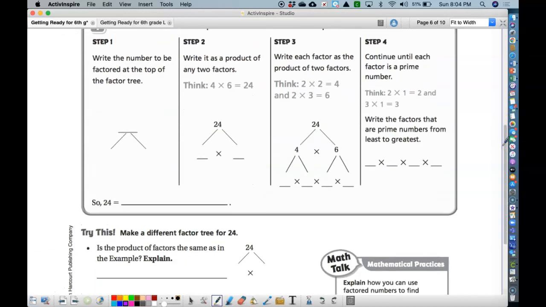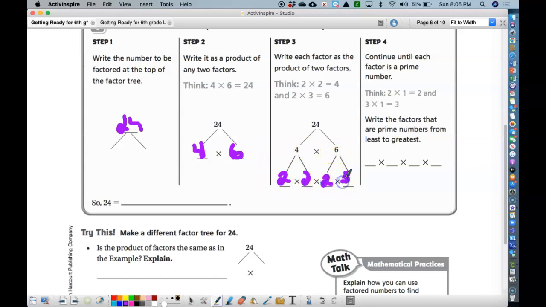So we're going to take a look, and go step by step as we go here. It says, write the number to be factored at the top. So we're looking at the number 24. And we need to think of 2 numbers. Now they gave you here 4 times 6. You could even start with 3 times 8. It doesn't matter. But then we're going to break down 4 times 6 because 4 can be broken down even more. Now remember, we're never going to write down anything with a 1 because 1 is not a prime number. So we're only looking for prime numbers. So 4 we can break down as 2 times 2. And then down here we can break down 6 as 2 times 3.